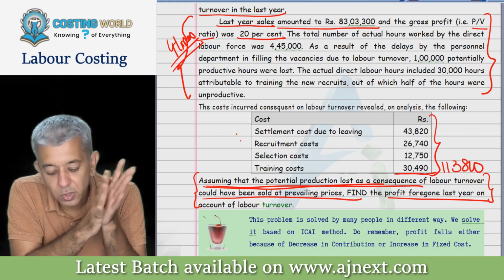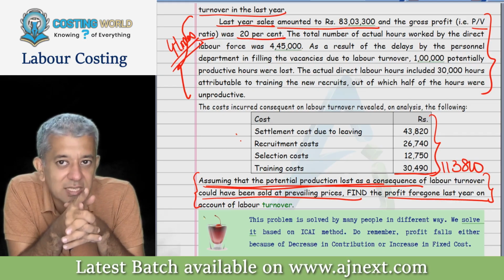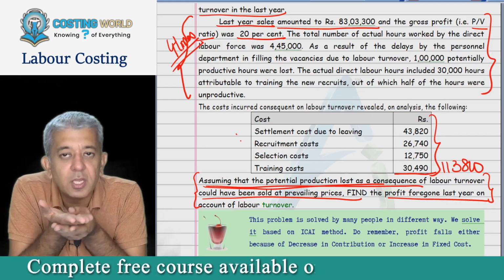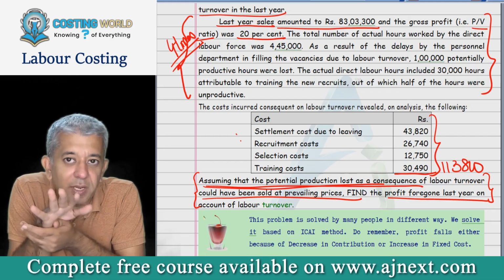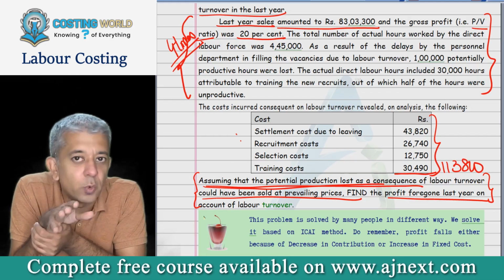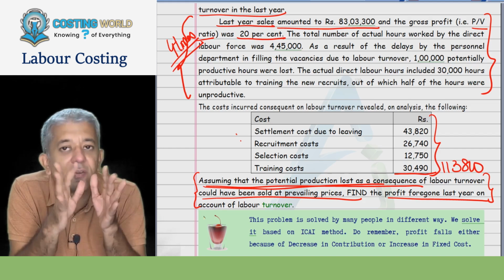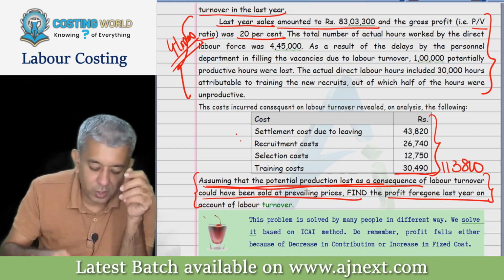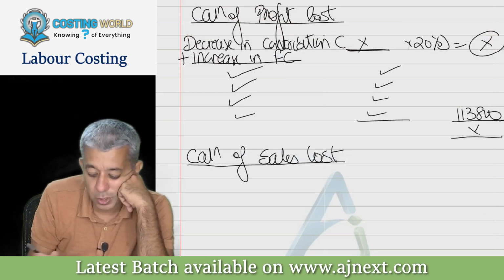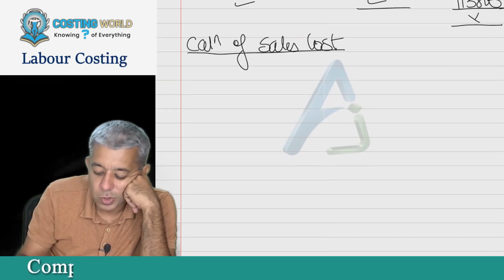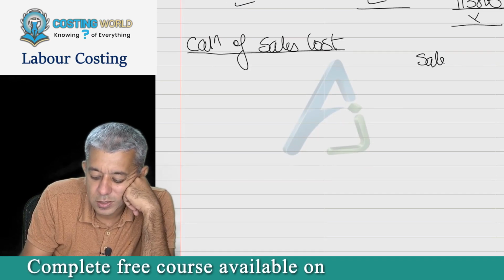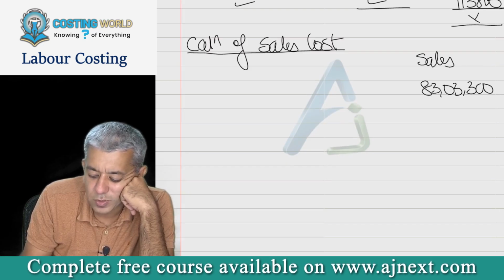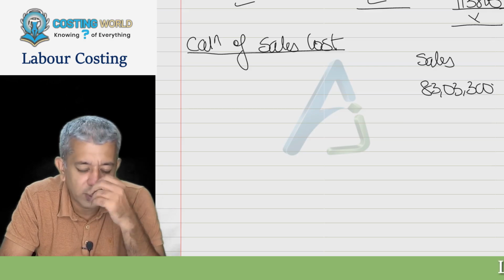Okay. So now you'll have to tell me first of all, this sales of 83,03,300, is it the normal sales or is it that particular sales, a lower figure due to labor turnover? You tell me that first. Lower figure. Okay. Correct. Okay, you all are not writing now. So this was the sales, 83 lakh 3,300. This was the sales of the last year. Last year labor turnover had already happened.